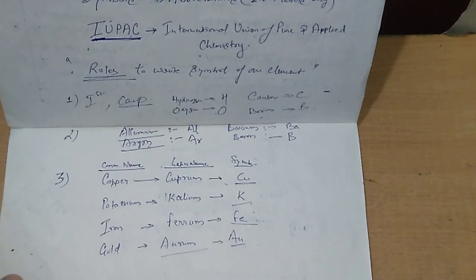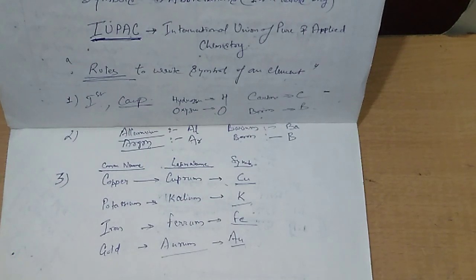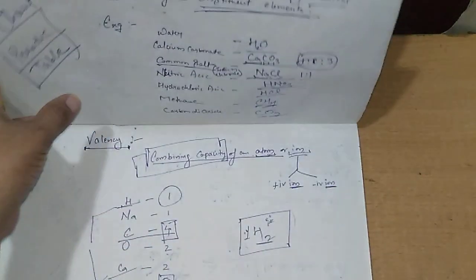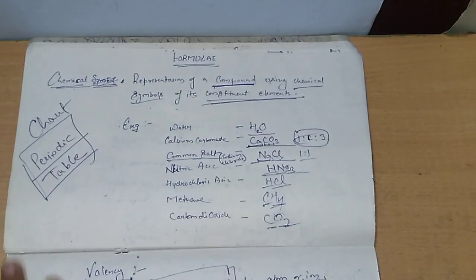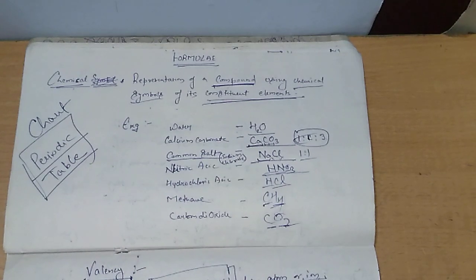So this is how we are able to provide symbols to all the available elements so far. Clear? Now let us understand what formulas are. Formulas are basically chemical representations of compounds using chemical symbols of their constituent elements.